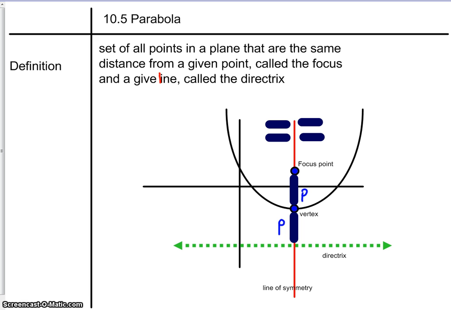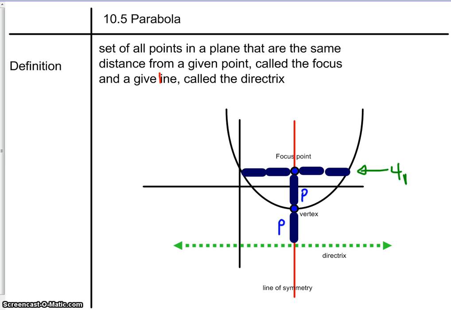P is the distance from my vertex to my directrix, as well as the distance from my vertex to my focus point. And to help us graph, what we're going to find out is if I go from my focus point perpendicular to my line of symmetry, there's going to be a distance of 4p total. So once we find this value for p, we're going to go 2p to whichever direction, because we could open up left or right, up or down. We're going to use that distance to find a couple more points to help us graph.